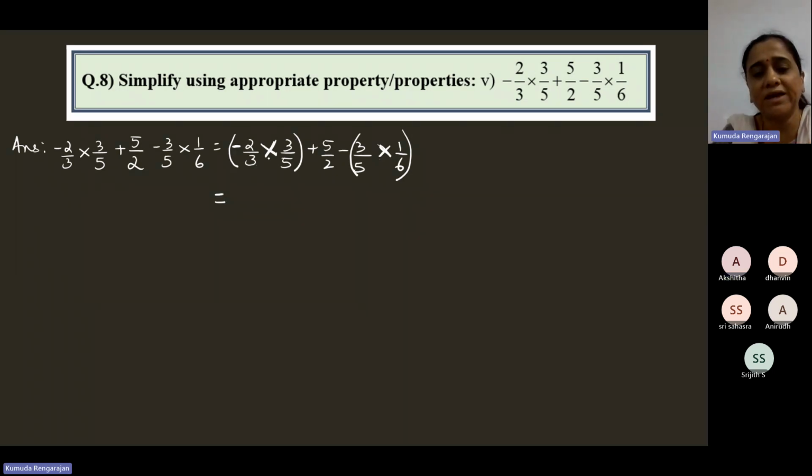Next step, inside the bracket, you can simplify. 3 and 3 cancel. And here 3 1s are 3, 2 2s are 4. Inside the bracket, you can simplify. Do it along with me, all of you. Cancel 3 and 3 in the first bracket, 3 and 6 in the second bracket.